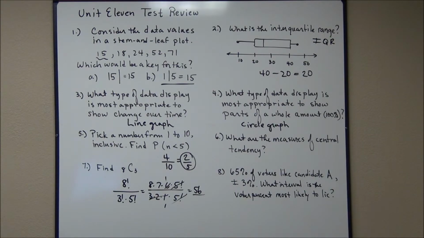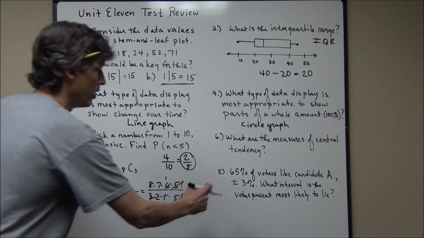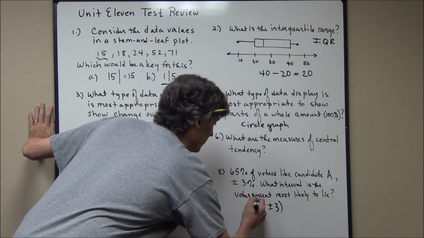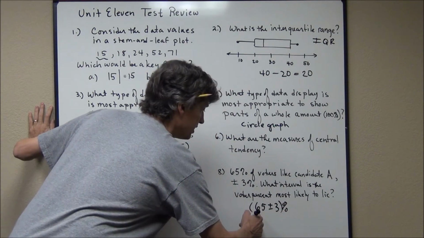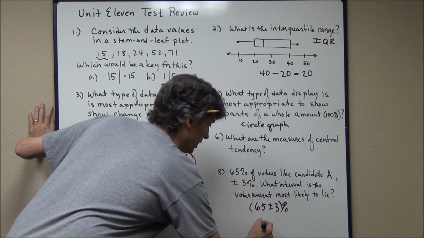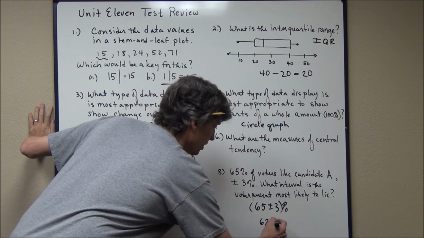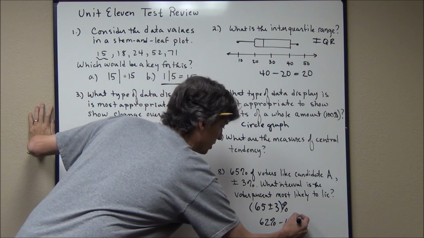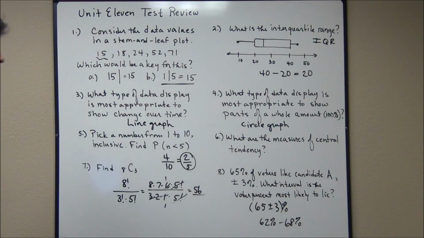Problem number 8, 65% of the voters like candidate A, plus or minus 3%. Which interval is the voter percent most likely to lie in? Well, it's 65 plus or minus 3%. 65 minus 3% is 62%. 65 plus 3% is 68%. So that's the interval that the voter percent would most likely lie in.